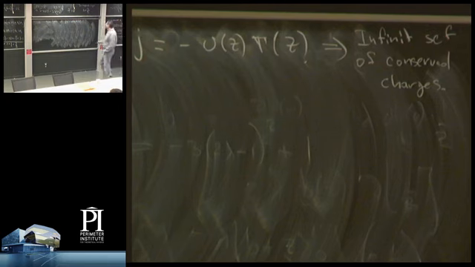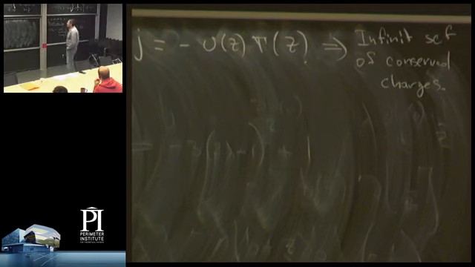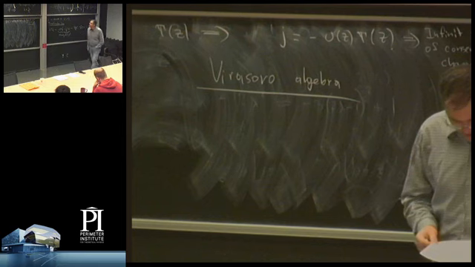So there is an infinite set of conserved currents. If somebody tells you there is a conserved current, there must be a conserved charge. So there will be an infinite set of conserved charges corresponding to currents. What we want to do is think about the CFT as a Hilbert space and construct this infinite set of conserved charges. Those charges will be operators that act on the Hilbert space.